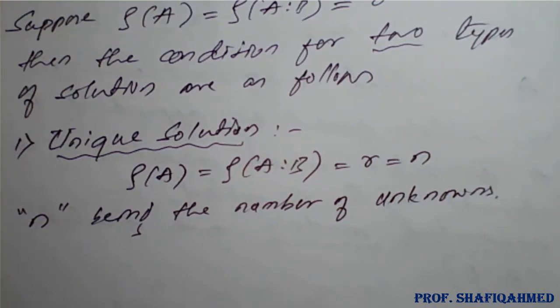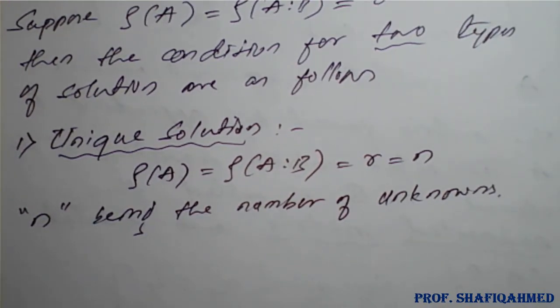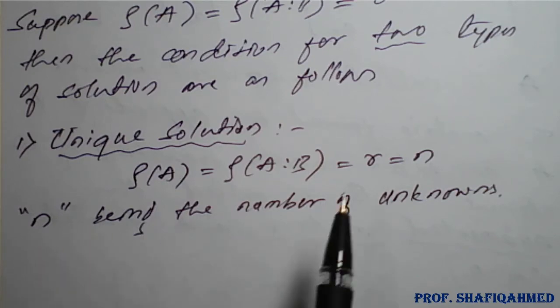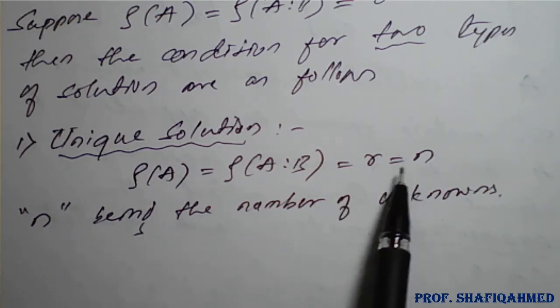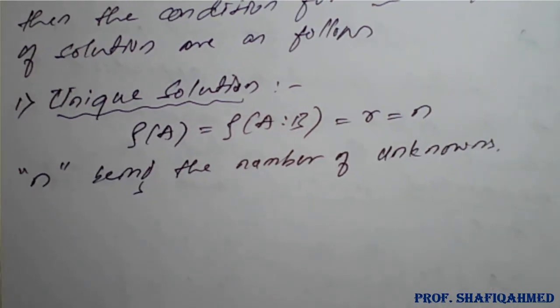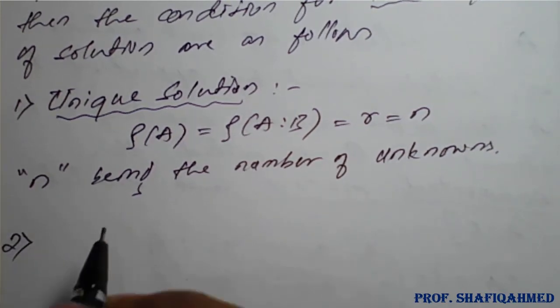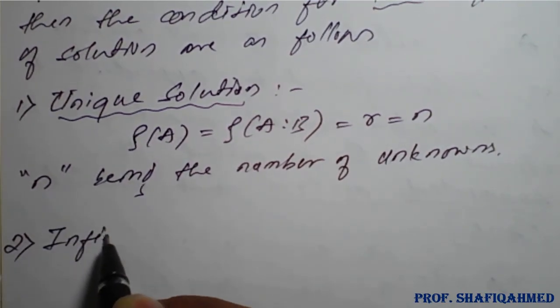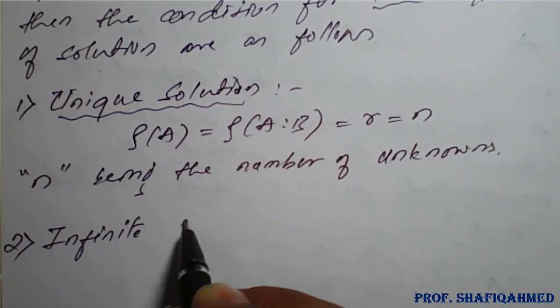Number of unknowns means the equation is made up of what here? Either x1, x2, x3, and so on up to xn, or I can say the system of equations is made of x, y, z, or x1, x2, x3, or y1, y2, y3. Means how many variables they have used to make that equation, that is nothing but the value of n. So if that value and the rank value are the same, then we can say that it has a unique solution. And the second kind of solution, if it is consistent, is infinite solutions.